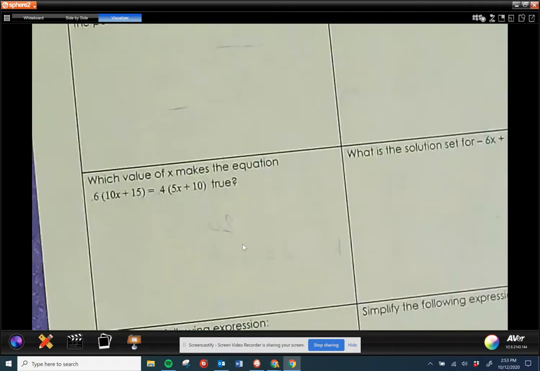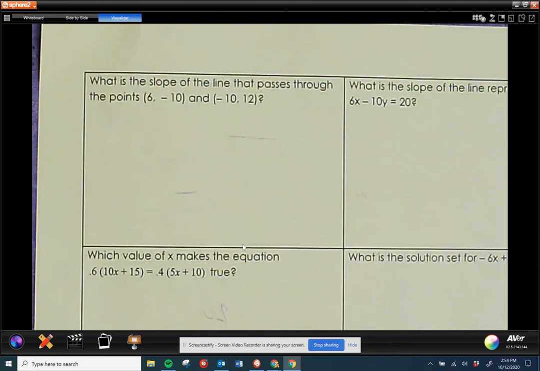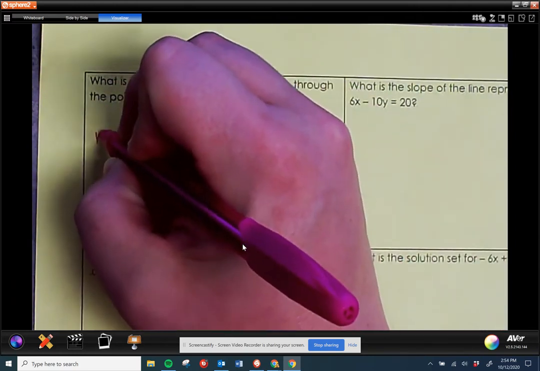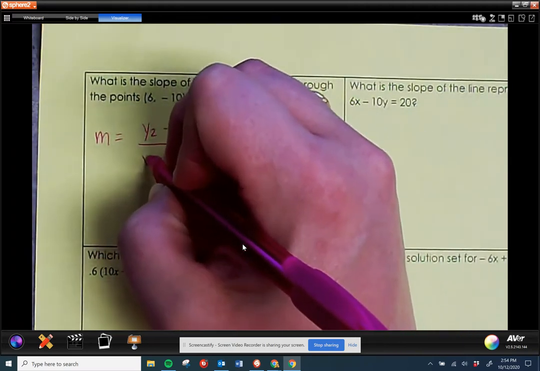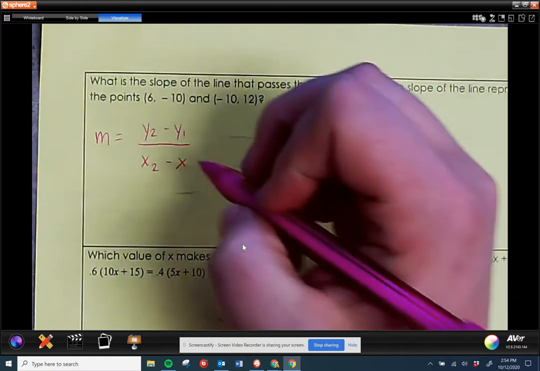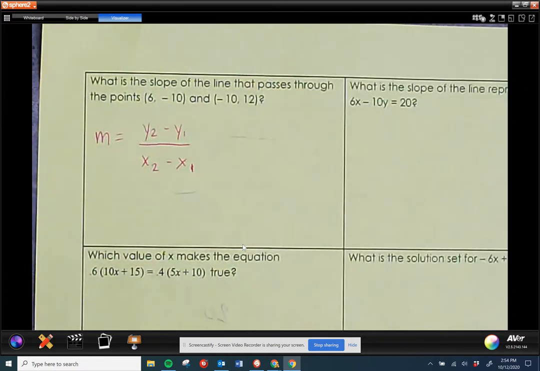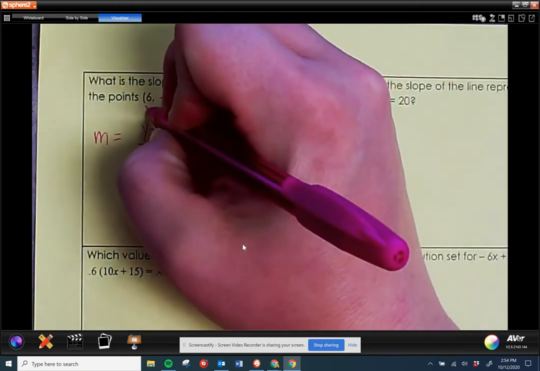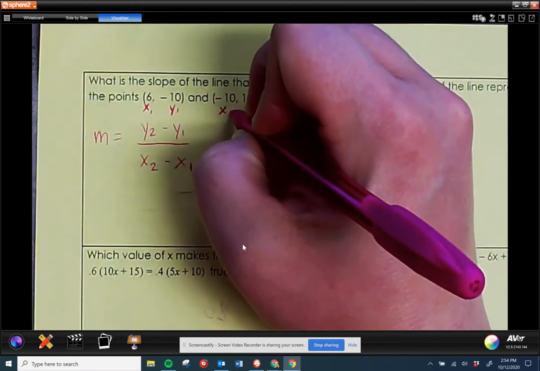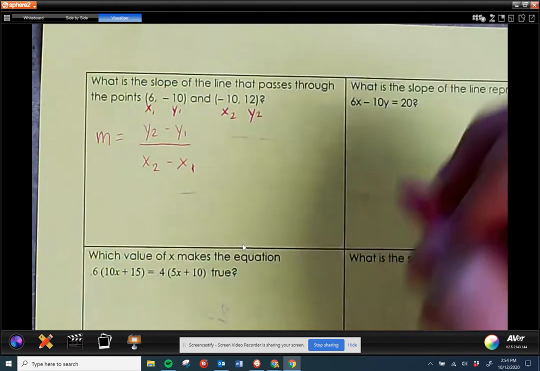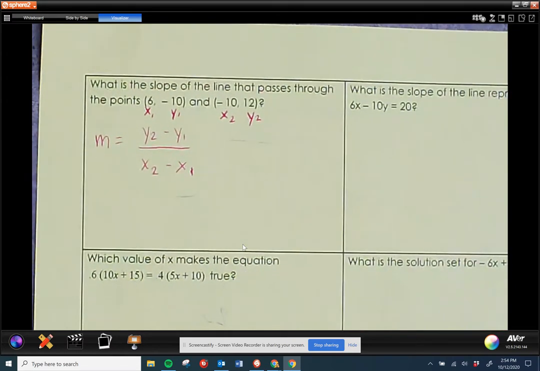On the back of the paper, it asks, what is the slope of the line that passes through the points (6, -10) and (-10, 12), okay? So the formula to find slope is y2 minus y1 divided by x2 minus x1, and then we're going to go ahead and label these points that they gave us. On the first point, we will have our x1 and our y1. On our second point, we will have our x2 and our y2, right? And then we will go ahead and put it into our calculator or into our problem, okay?